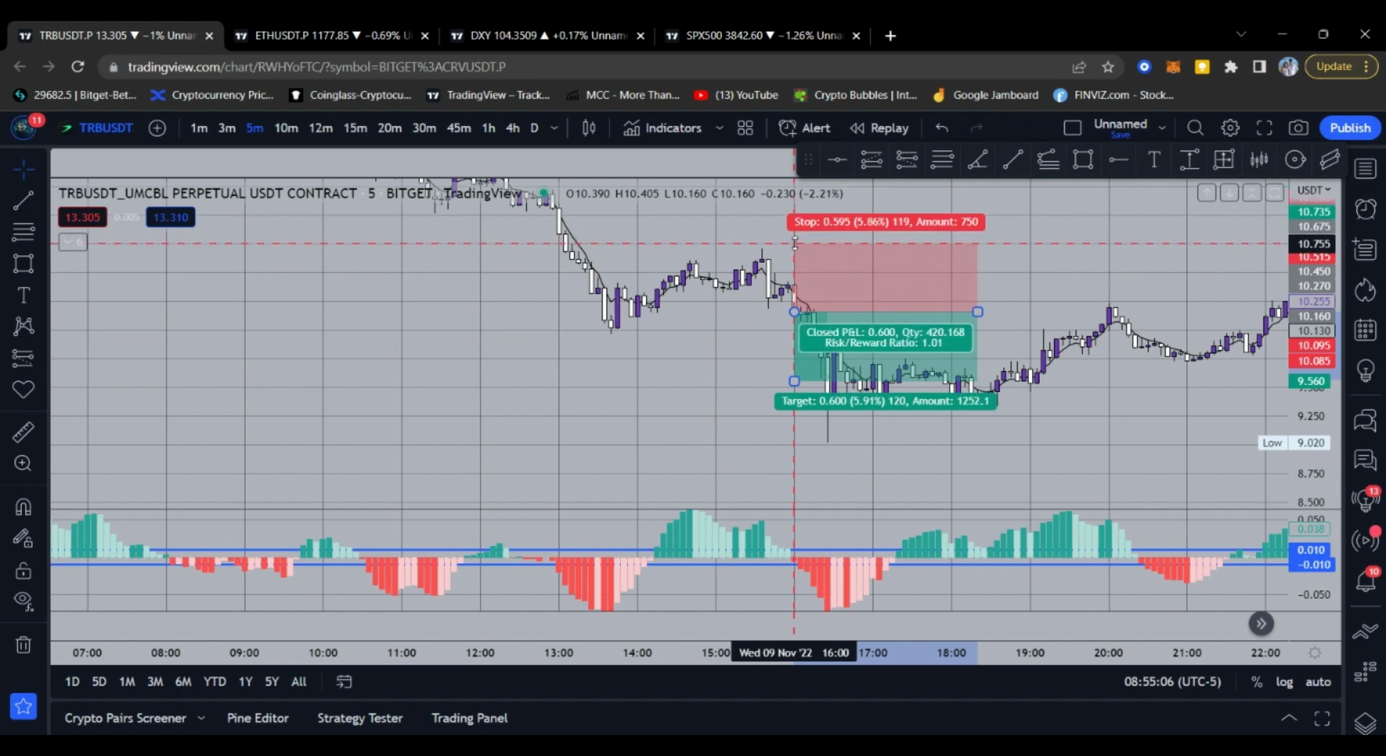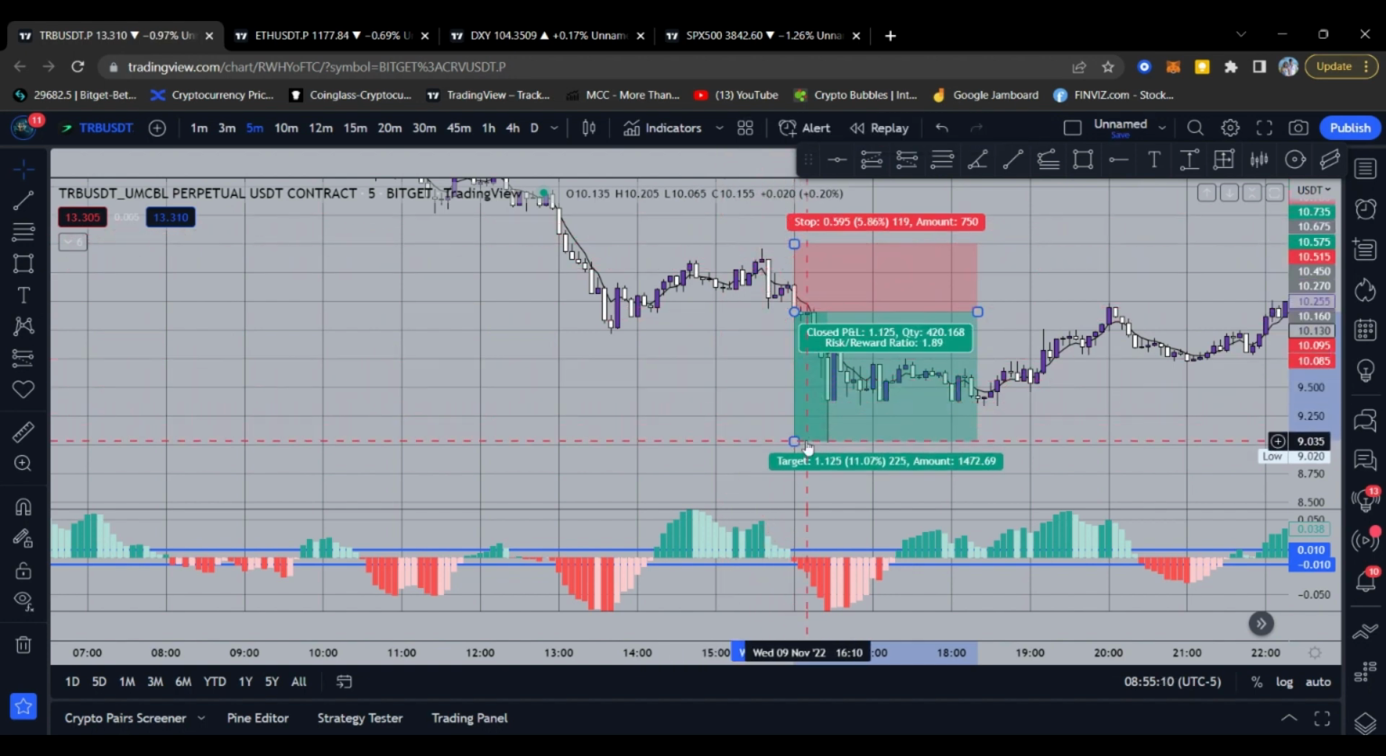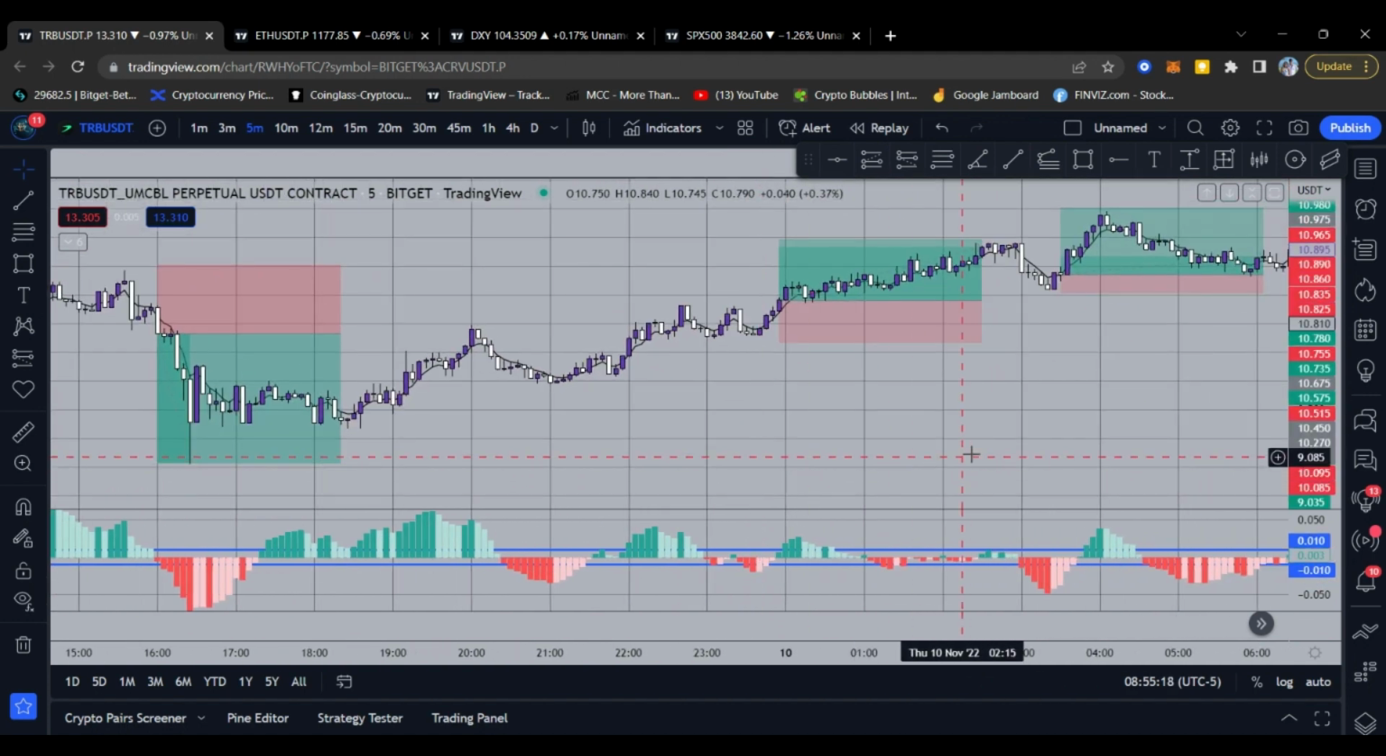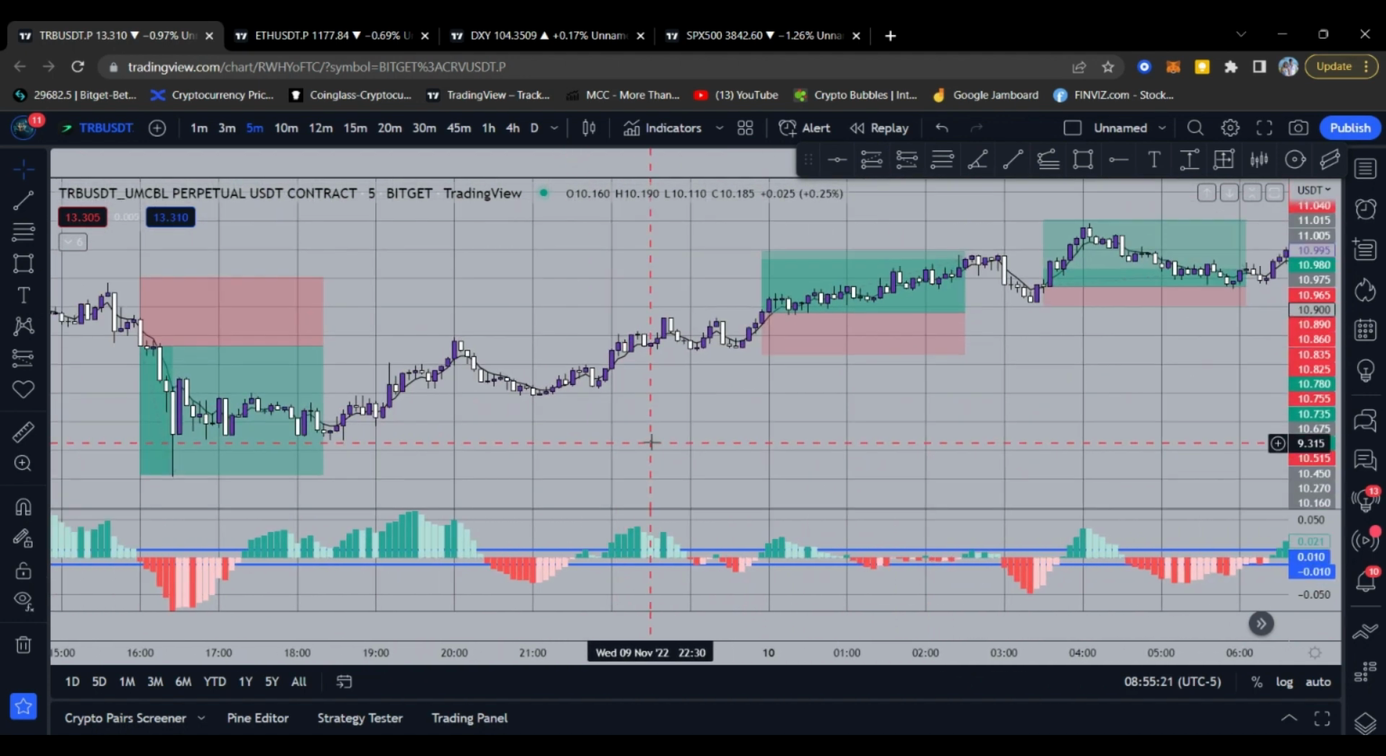So you would enter, you're going to keep your stop loss just at the last high, and you're going to target a 1 to 1.5 risk to reward. If you would have traded this all the way down to the end of that wick, you can see it would have been much more than a 1 to 1.5 risk to reward. So that would be a short position.